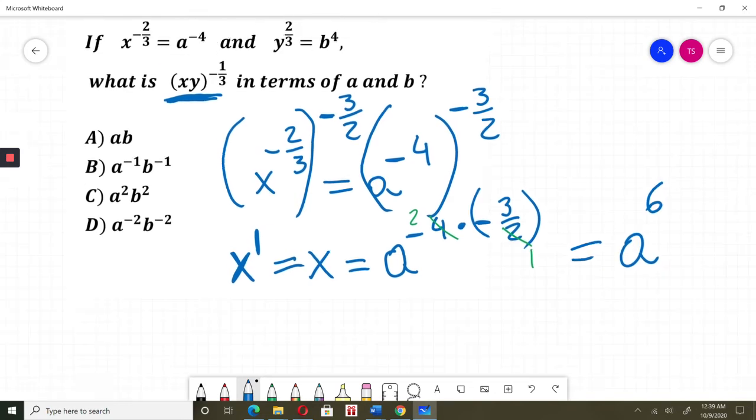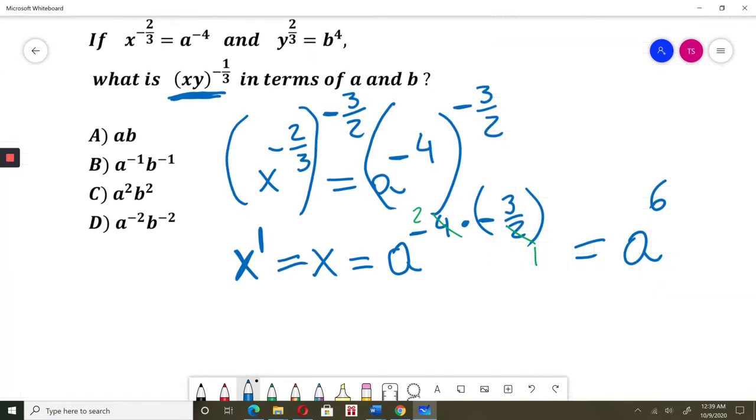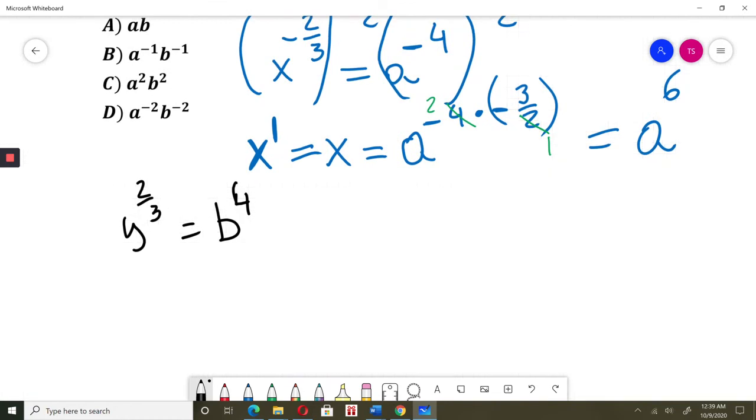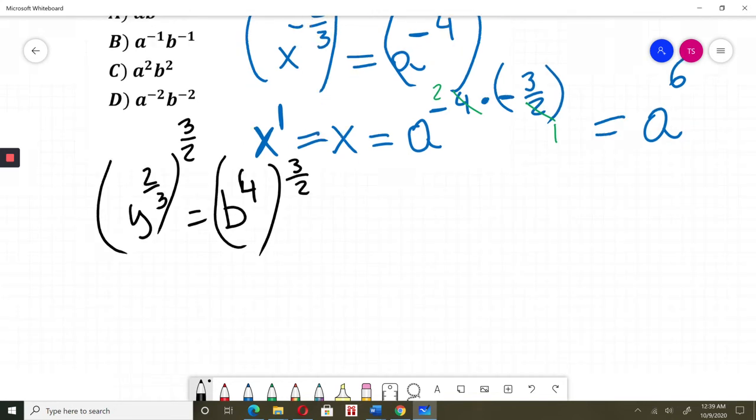Now I'm going to y. y to the power of 2/3 is equal to b to the power of 4. Similarly here, I just want to calculate what y is. So that's kind of similar. Power to power, I multiply powers, I remember that. I have y to the power of 2/3. I put it to the reciprocal of 2/3, which is 3 over 2. And if I put the left side to the power of 3 over 2, I will put the right side to the power of 3 over 2 as well.